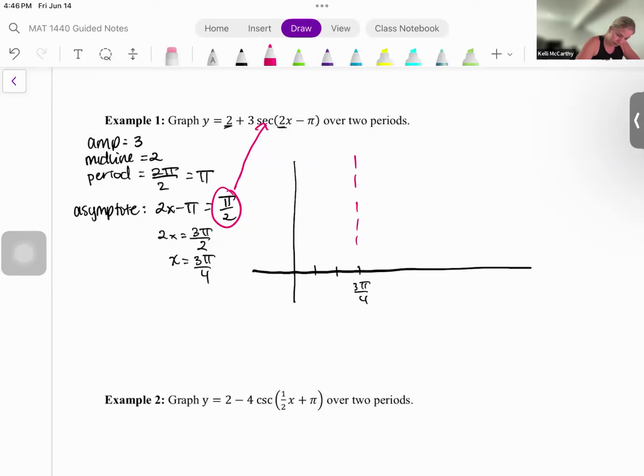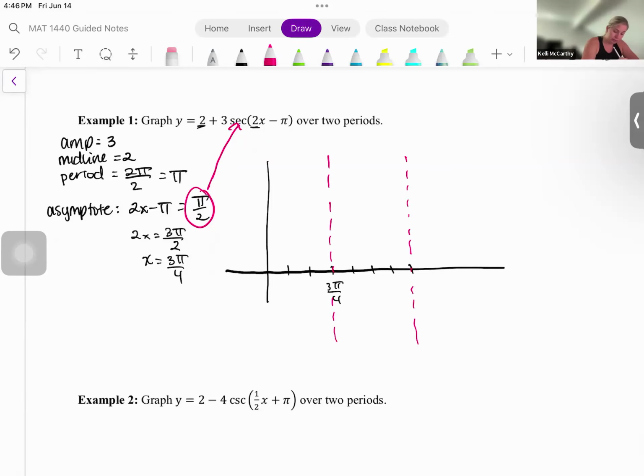Here's that first vertical asymptote. Our period is pi, so that's 4 pi over 4. So I'm going to go 1, 2, 3, 4 pi over 4 to the right to get my next asymptote, and I'm going to keep doing that. I'm also going to go to the left a little bit. So I'm going to go left 4 sections from 3 pi over 4.